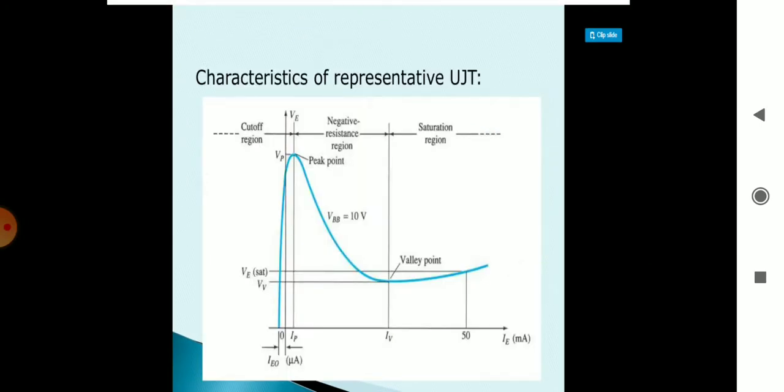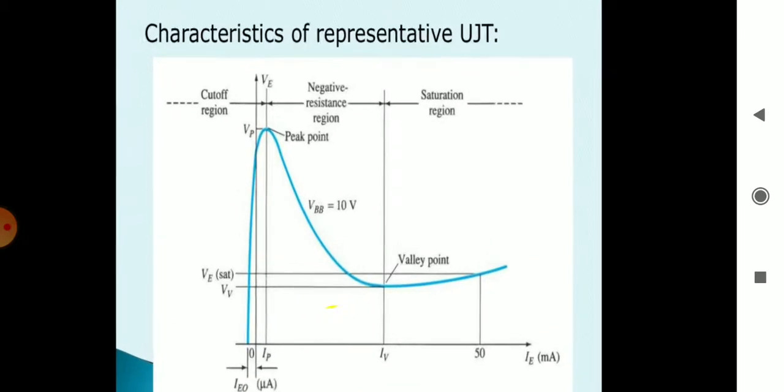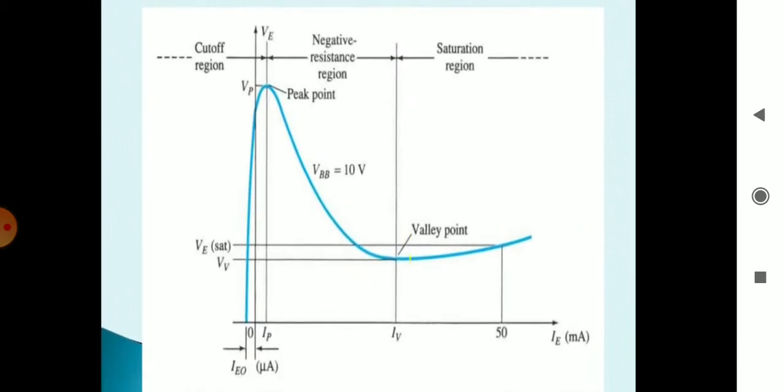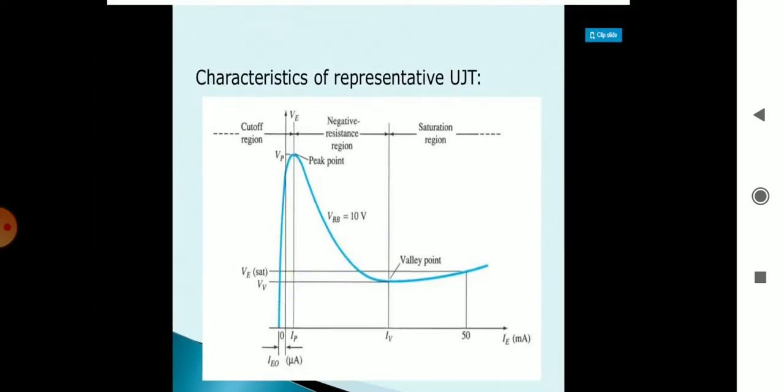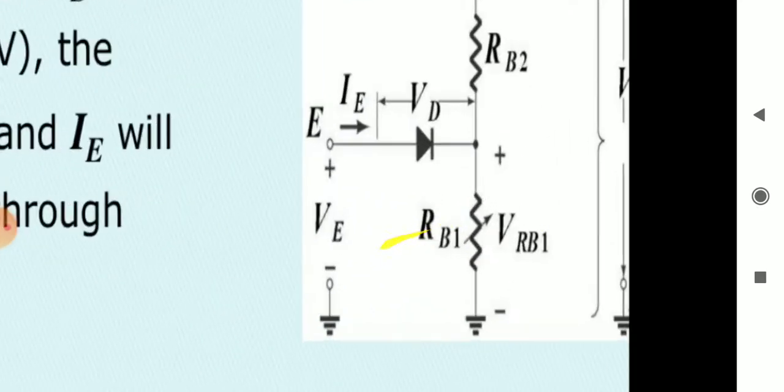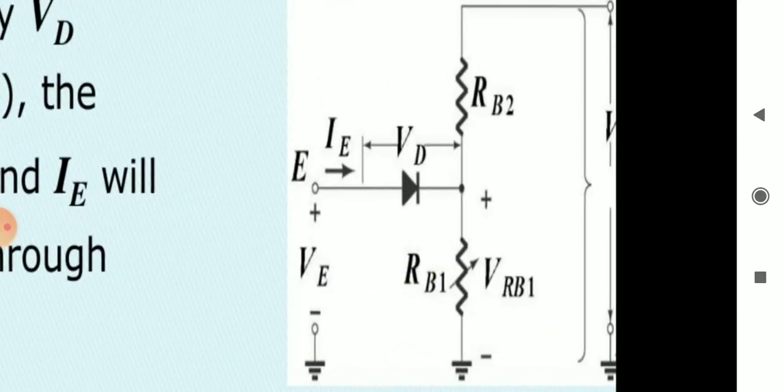Now we study the characteristics of UJT. As you can see over here, we are drawing the UJT characteristics with respect to the emitter current and emitter voltage. Here, emitter plays an important role in UJT compared to base 1 and base 2. Emitter plays an important role.